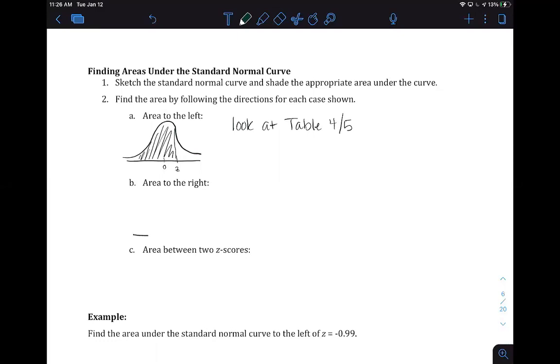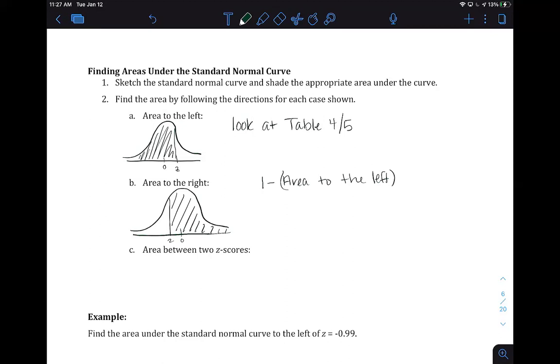If you're looking for the area to the right of a z-score, well, we know anything we get from the table shows us to the left, but we also know the area under the curve is what? 1. So you're going to do 1 minus the area to the left. And that's what you're getting from the table.